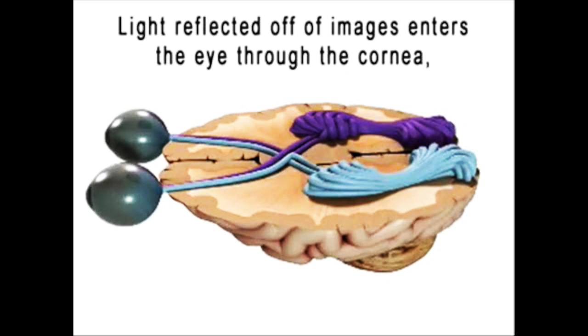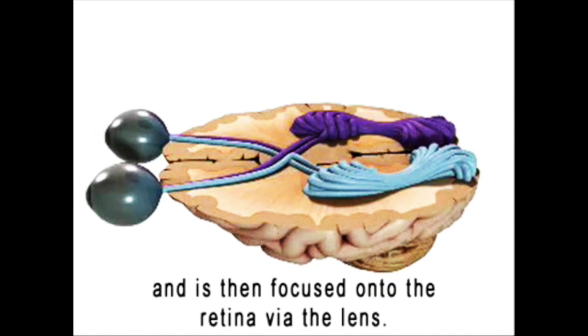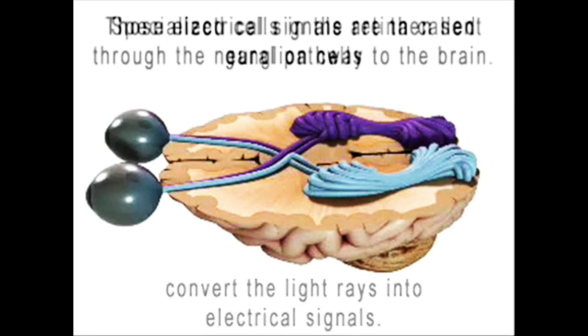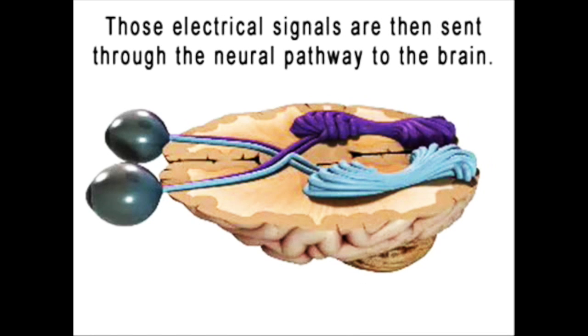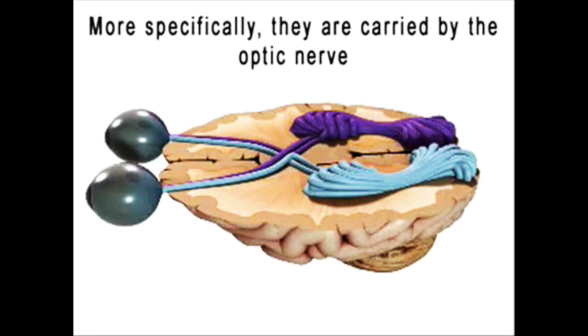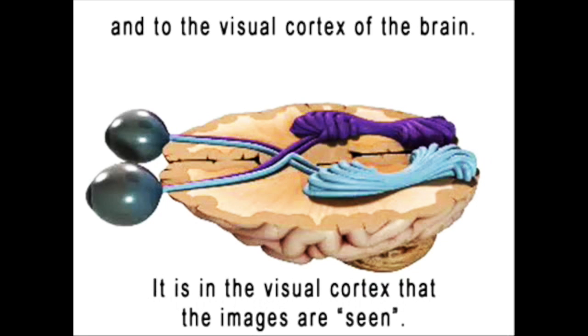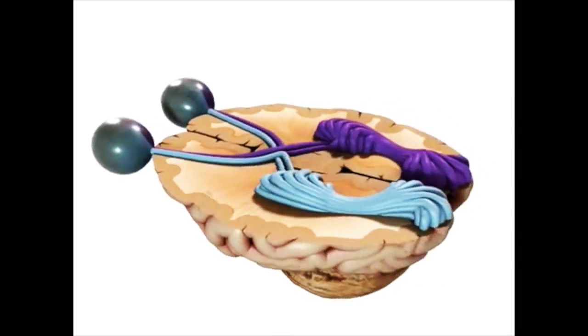Light reflects off images and enters the eye through the cornea. It is then focused onto the retina through the lens, through a process called accommodation. Specialized cells in the retina convert the light rays into electrical signals. Those signals are sent through the neural pathways to the brain, and these neural pathways are the optic nerve, the lateral geniculate nuclei, and lastly, the visual cortex of the brain, and this is where we see the images.